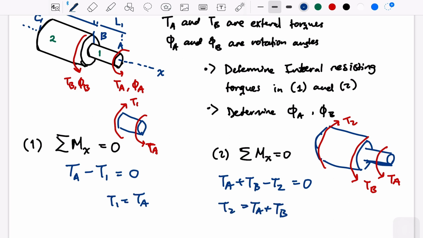And I think this can be understood logically from the picture. If you think from this part, number 2 is affected by this TA and TB directly, right? But if we cut this 1, then we see that material 1 will be affected by this TA, okay?